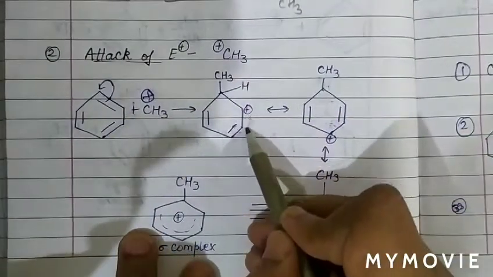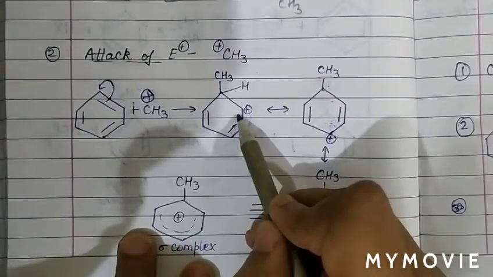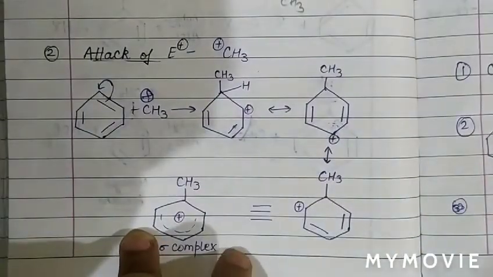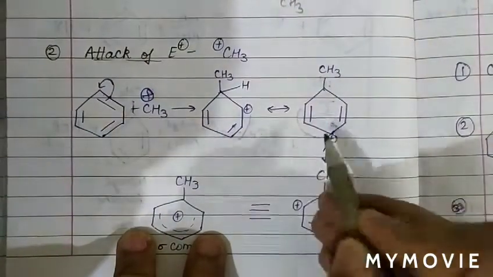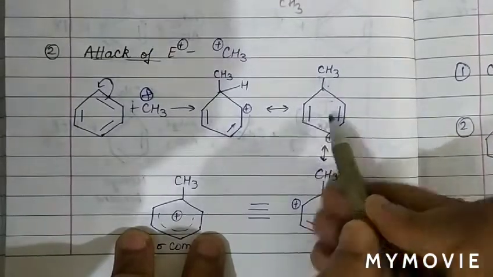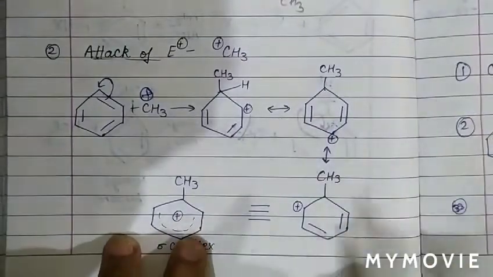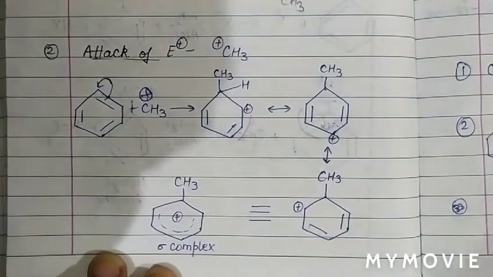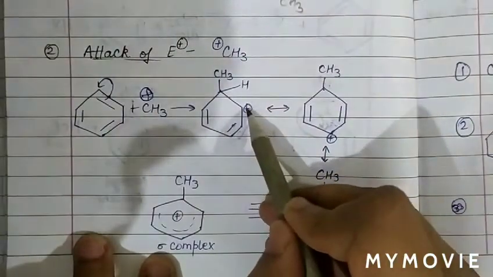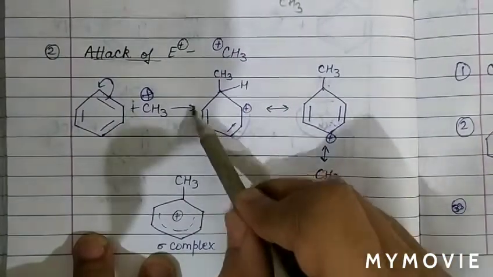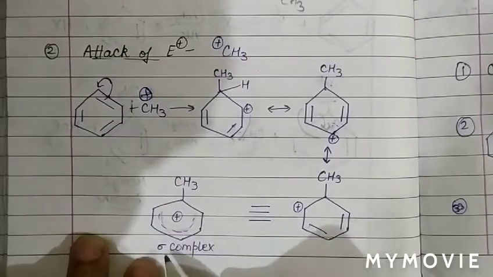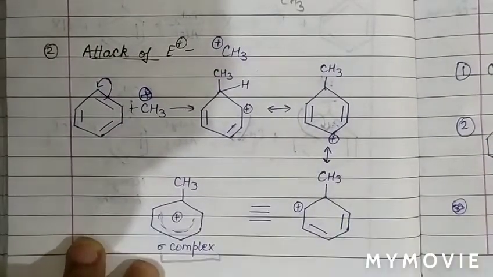Now there is resonance, so this pi bond will shift in between these two. So the positive charge shifts from this position to this position. This is the first resonating structure. Now again a resonating structure is possible. This pi bond will shift, so the pi bond shifts in between these two and the positive charge is on this carbon atom. So this is another resonating structure. As we can see in the resonating structures, the positive charge is delocalized at this carbon and this carbon. So there is delocalization of positive charge in this part, and this complex we call sigma complex.